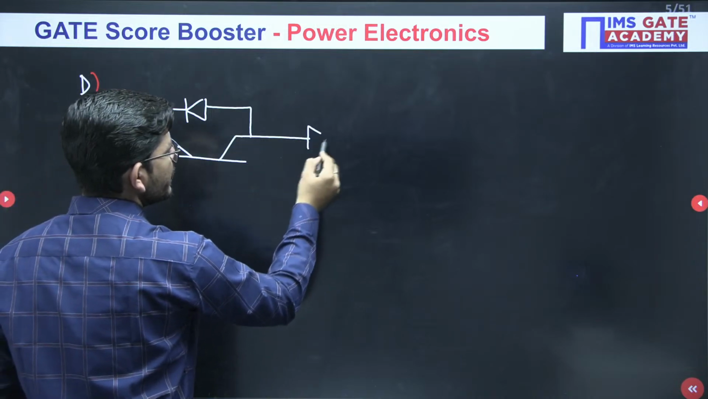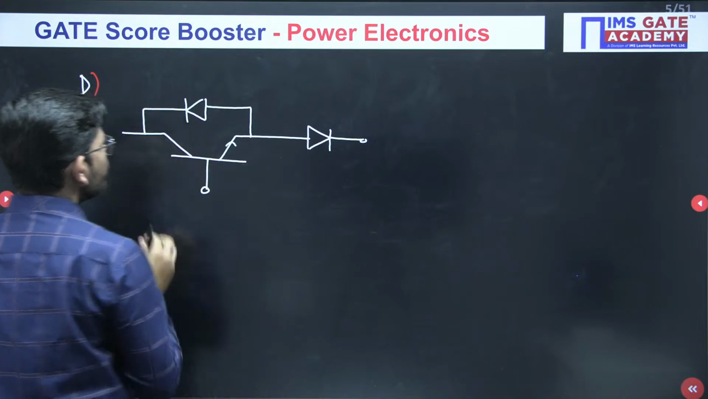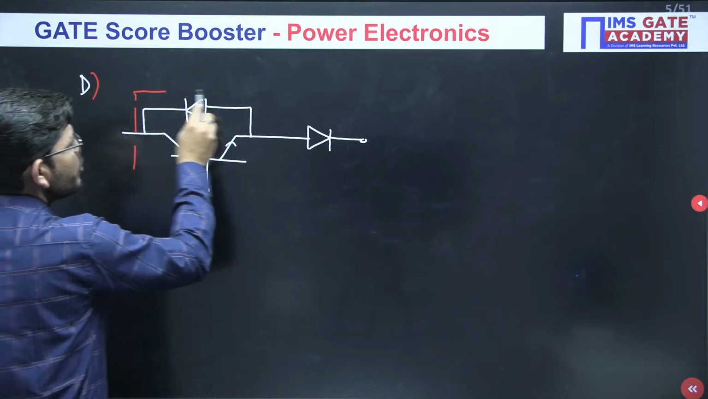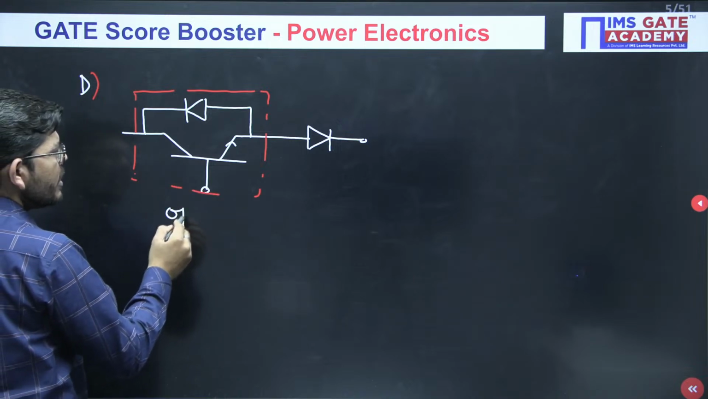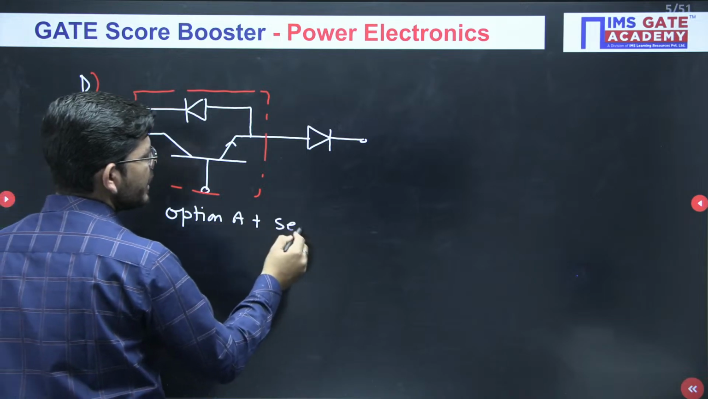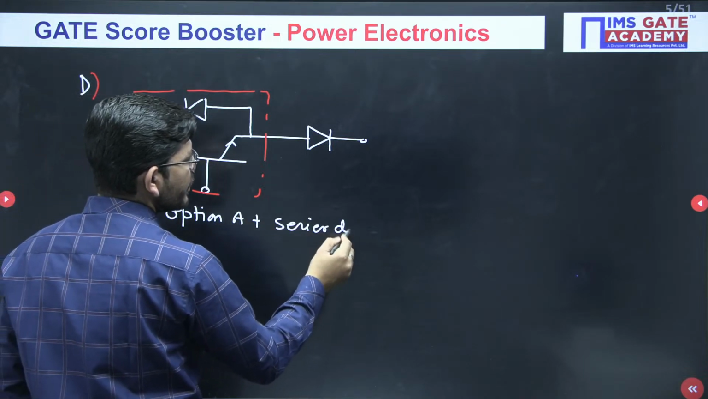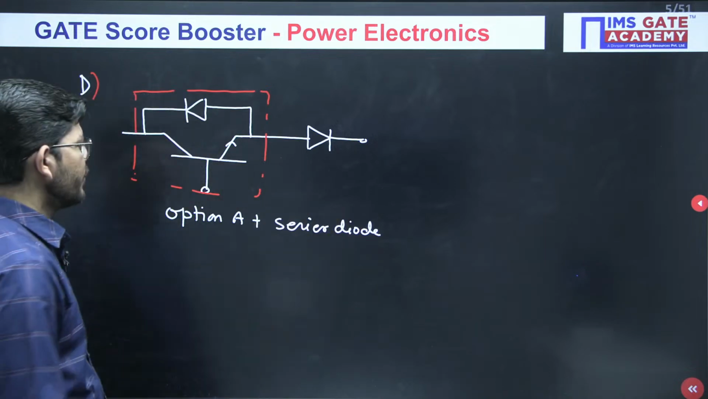Now, apart from this, we have connected a series diode here as well. So if you see this much of combination, you have already realized in option A. So this is nothing but option A plus a series diode. Isn't it? Option A plus a series diode.